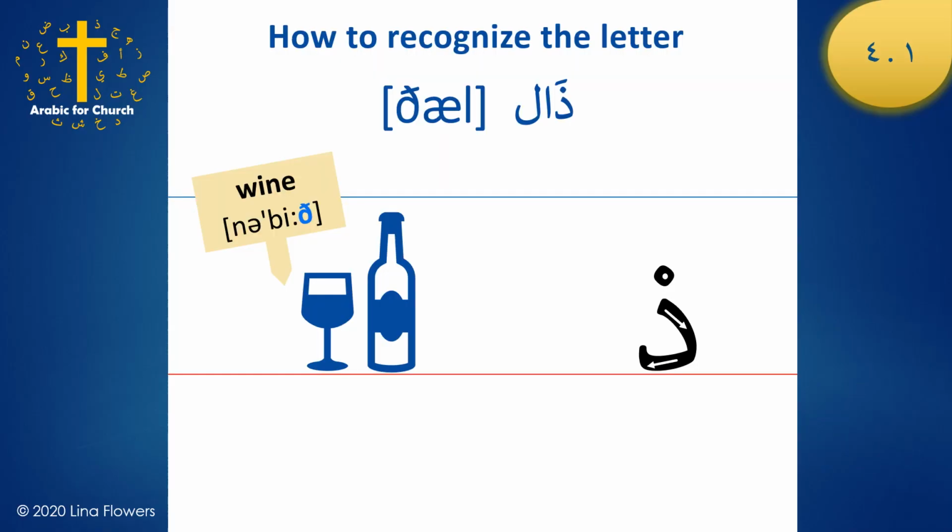The shape is exactly the same as dal, but you have a dot on top. Make sure the dot is placed right on the point where you started, not too high up, not flying out here. It's close, with some white space between the dot and the main shape.